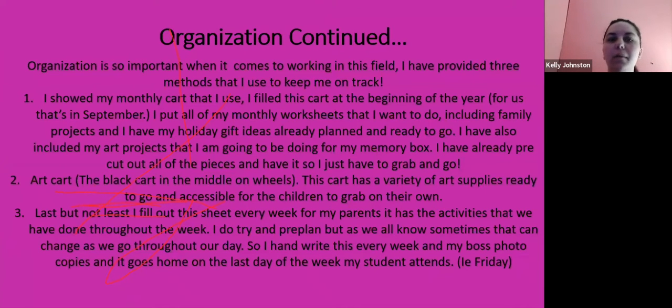So this is about our organization. Organization is important when it comes to working in this field. I have some methods that keep me on track. So this gives an explanation about what I just talked about. So our monthly cart, our art cart, and then our glance of the week for our parents. So this is basically what I just talked about. It just gives an explanation just in case you guys want it for later or if you missed the Zoom.